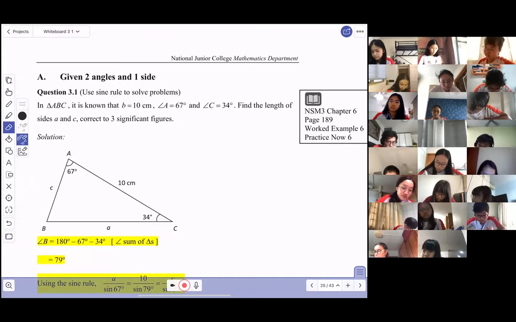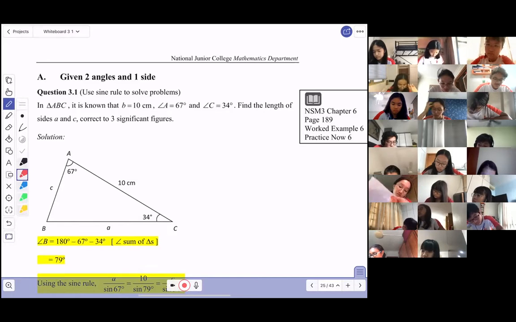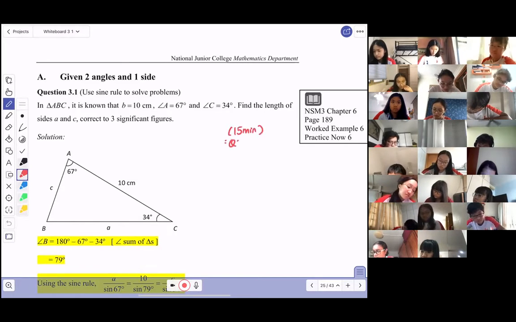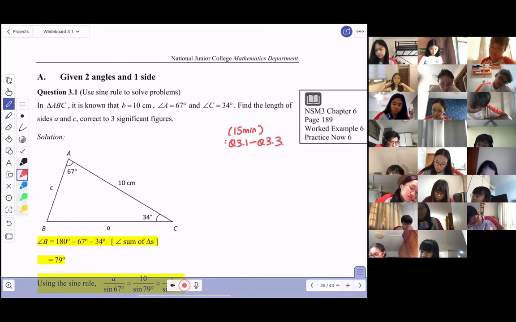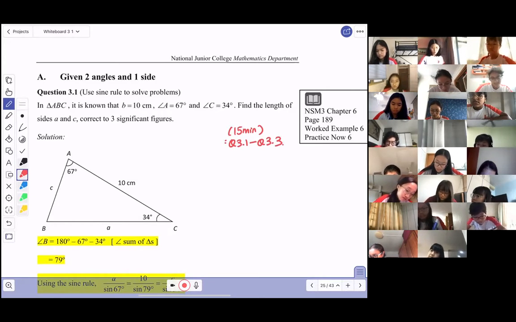Question 3.1, 3.2, 3.3. So maybe just about 15 minutes. Just help me try question 3.1 to question 3.3. This will be the only thing we'll do today. After you are done, if you can, maybe just put in the Zoom chat, say you are done.